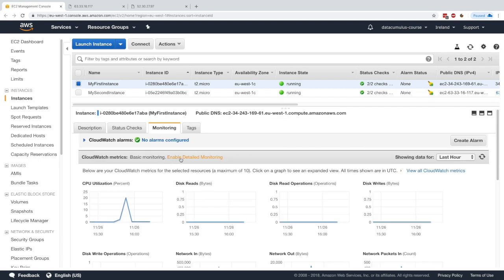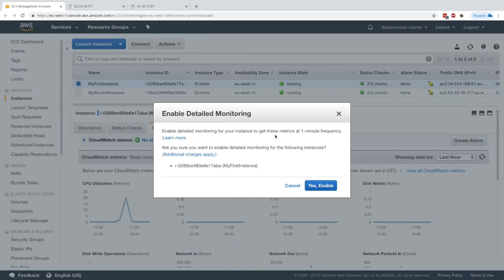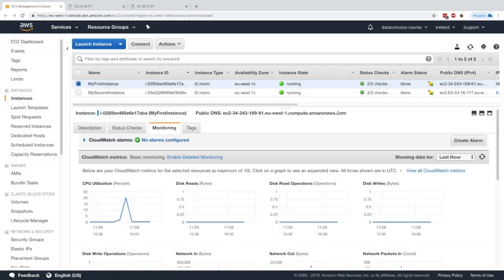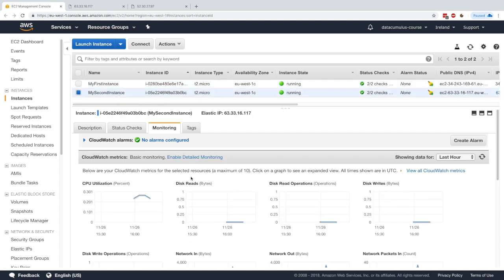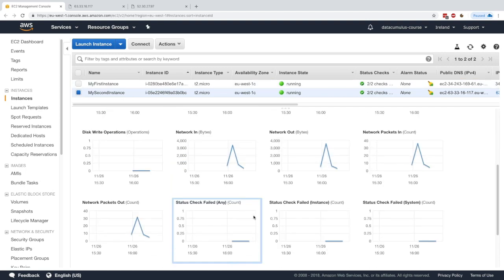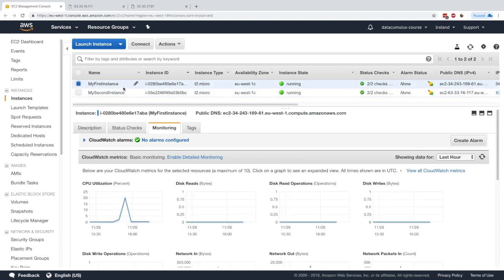Here, we're also able to enable detailed monitoring, and detailed monitoring, as it says, is to get the instance metrics at 1 minute frequency. This is something we have to enable by clicking on yes, and I will not do it because you get additional charges for this. But this is how you would enable detailed monitoring. And that's it. We get the exact same kind of metrics from my second instance, but because this one was launched a little bit after my first instance, the graphs are not complete. But that's it for what comes with AWS. In the next lecture, we'll talk about custom metrics from EC2.